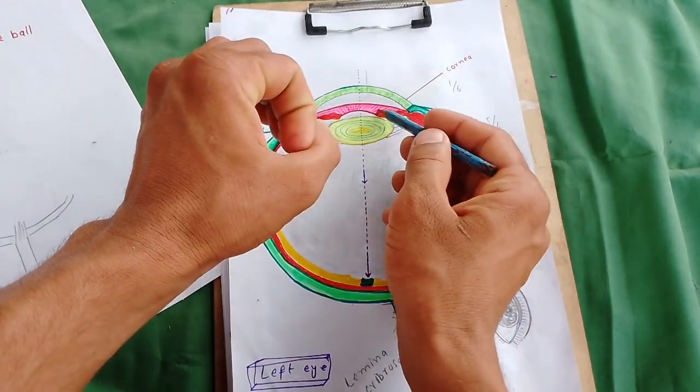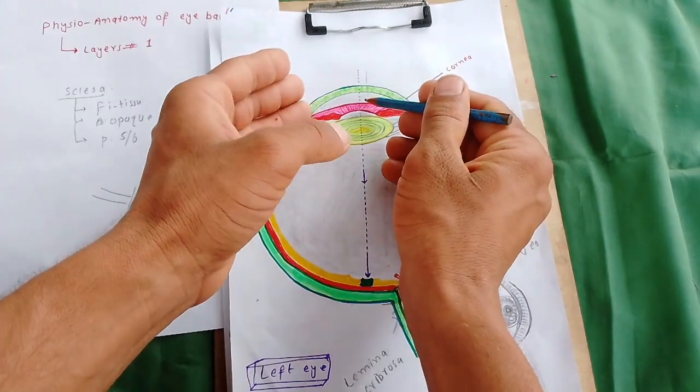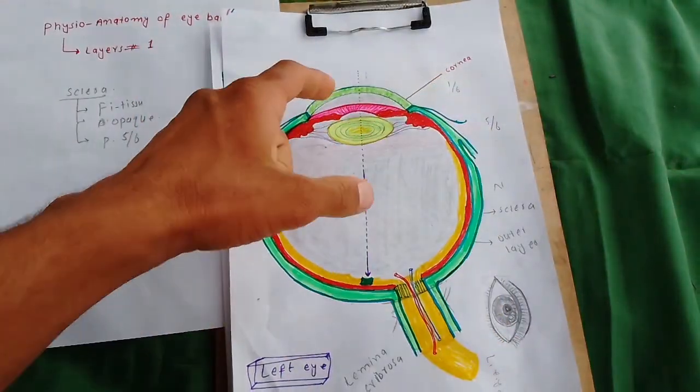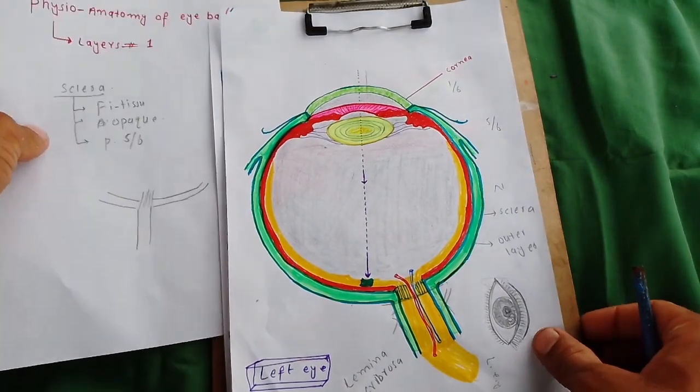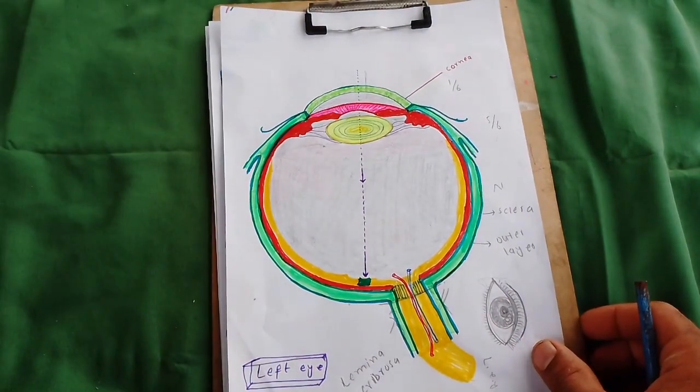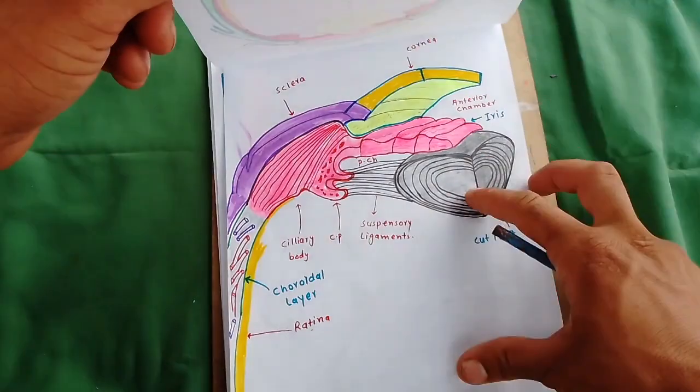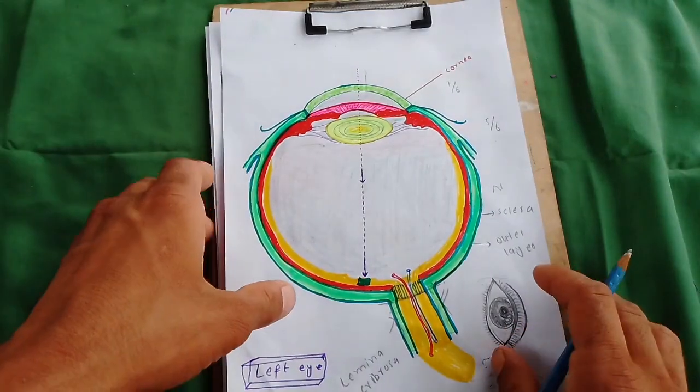The aqueous humor is here, and this is the iris. So the cornea and lens take nutrition from the aqueous humor. Okay, so this is the main point.